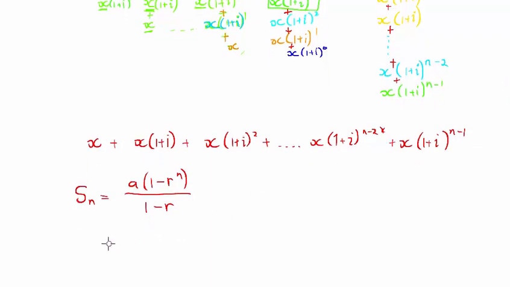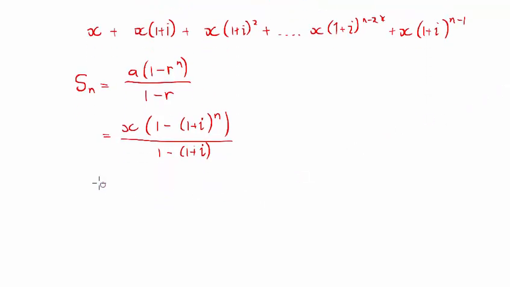What is my first term? x. 1 minus, what is my constant ratio? What am I multiplying each term with? 1 plus i. So x times (1 minus (1 plus i) to the power of n) divided by (1 minus (1 plus i)). Okay, does that look familiar? We're not finished yet.